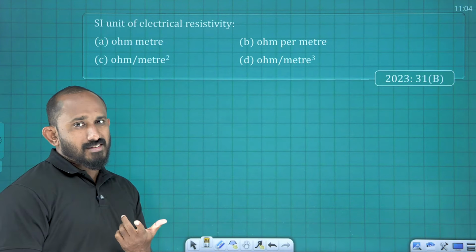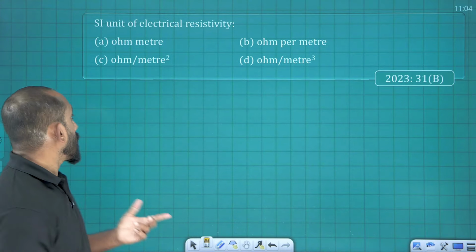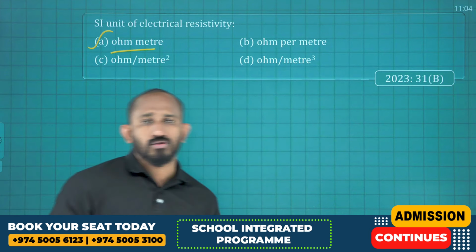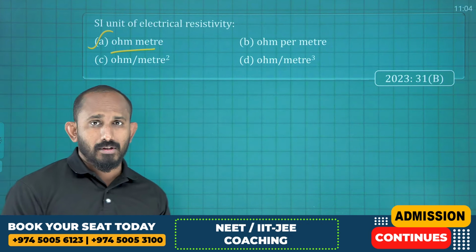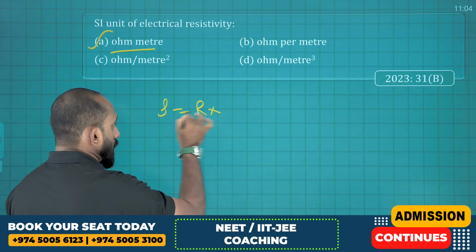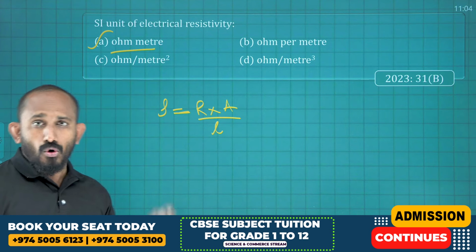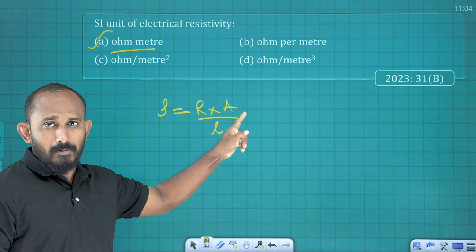SI unit of electrical resistivity is, in another way it is asked, what? Ohm meter. We did this in the beginning. Another set of question, it is a 2023 question paper. SI unit of resistivity is what? Ohm meter. Resistivity is equal to resistance into area of cross section divided by length. So, ohm into meter square by meter, that is ohm meter.